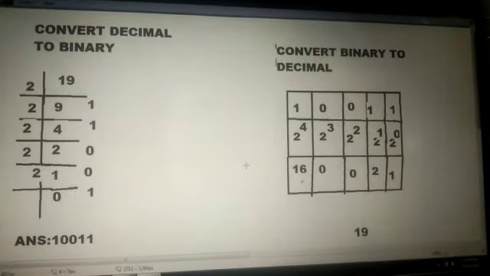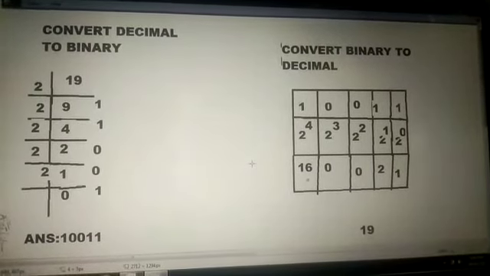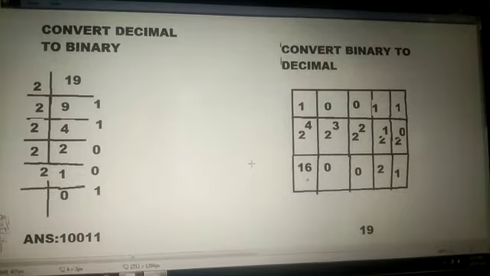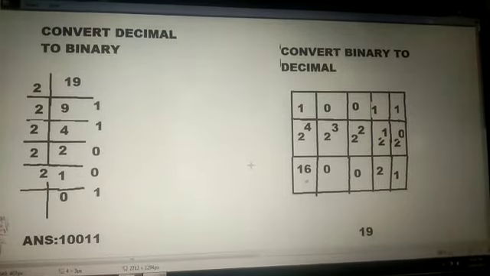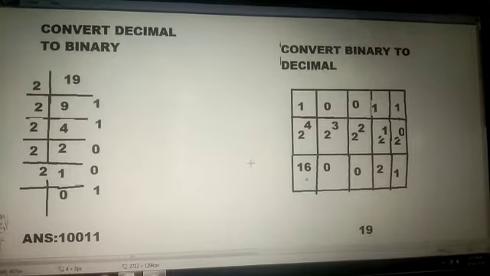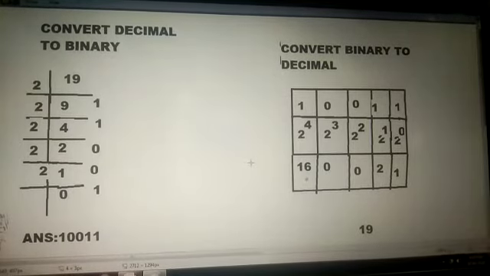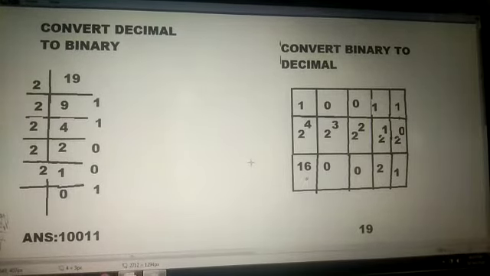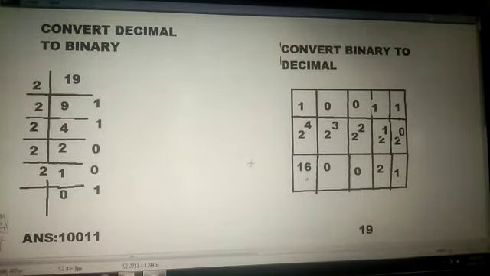And in the last session, we have done conversion, that is changing the number from one form to another: decimal to binary, binary to decimal, decimal to octal, octal to decimal, decimal to hexadecimal, hexadecimal to decimal. So these are the conversions we have seen.